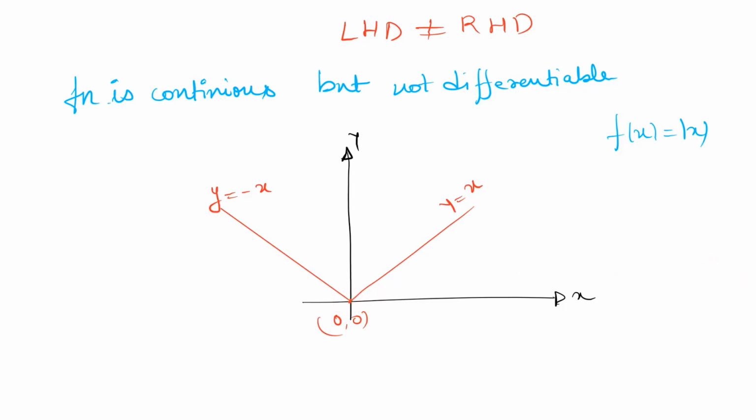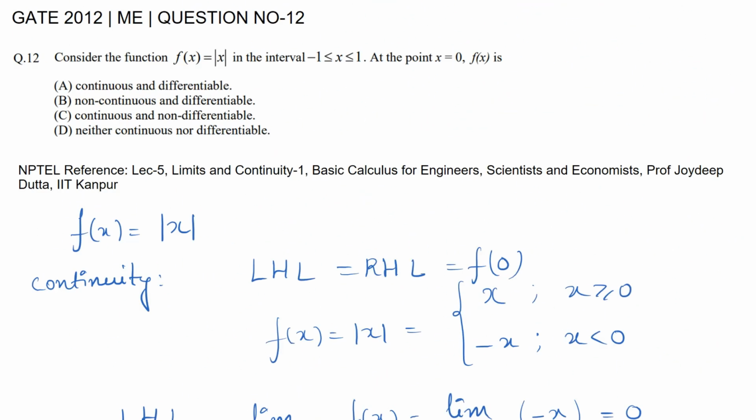So let's go back and match with the given options. The function is continuous and non-differentiable. So option C is the correct choice.